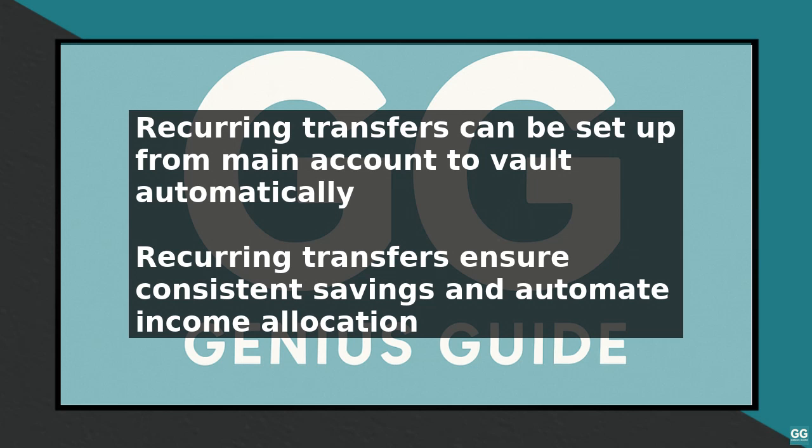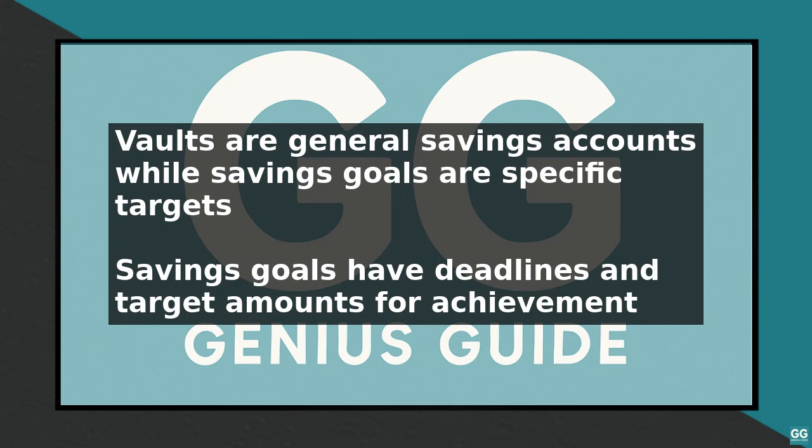Another important concept to understand is the difference between a vault and a savings goal. A vault is a general savings account, while a savings goal is a specific target you want to achieve, such as saving for a holiday or a big purchase. To create a savings goal, navigate to the Vaults section, click on Create a New Vault, and select the Savings Goal option. You can then choose a name for your goal, set a target amount, and choose a deadline.